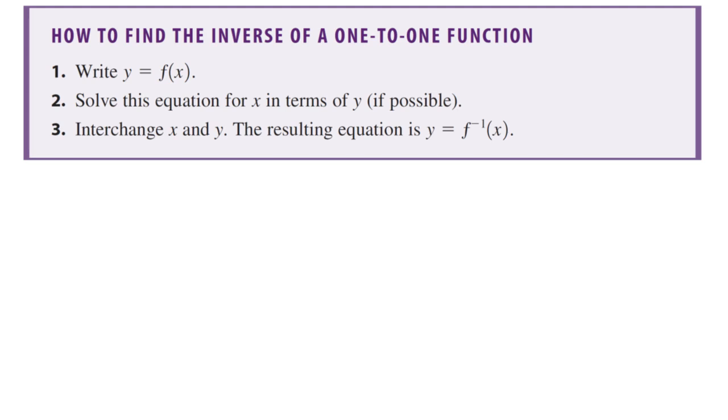How to find the inverse of a one-to-one function? Step 1. Write y equals f of x. Step 2. Solve this equation for x in terms of y if possible. Step 3. Interchange x and y. The resulting equation is y equals f inverse of x.